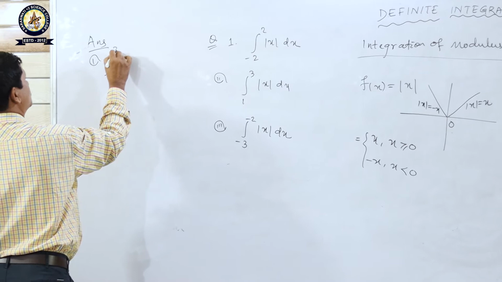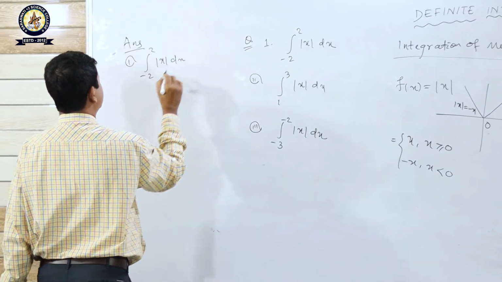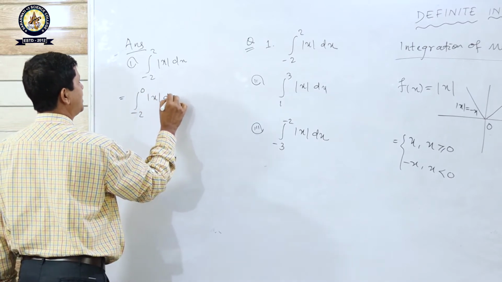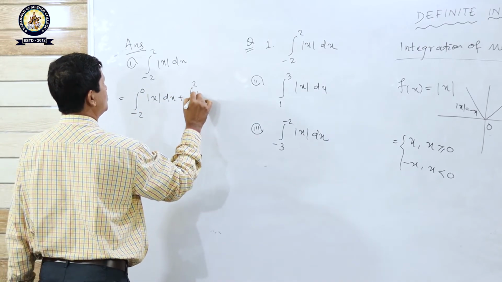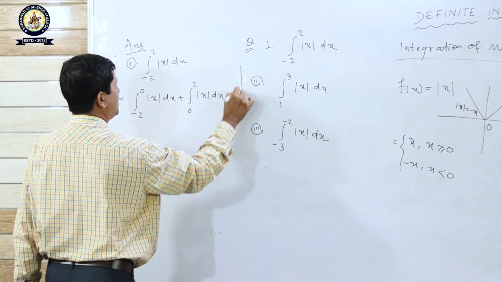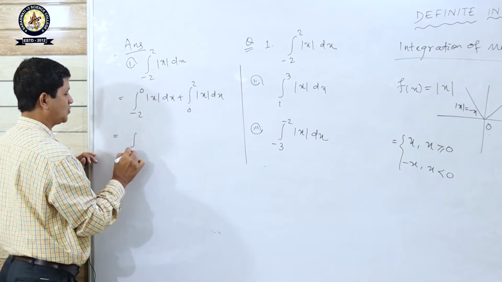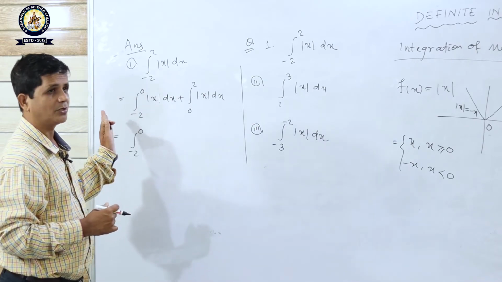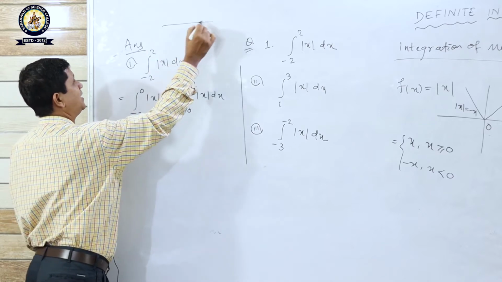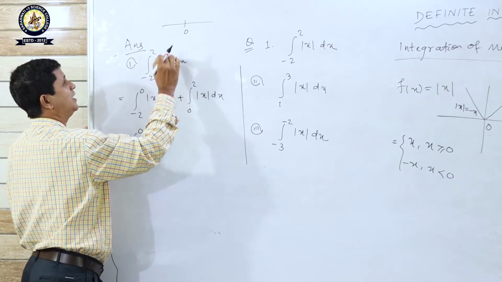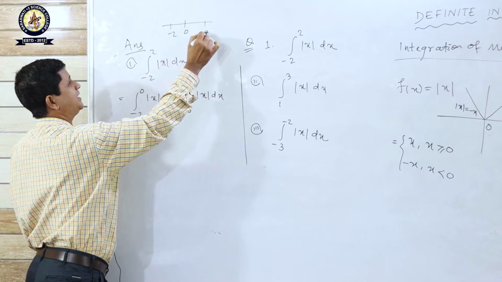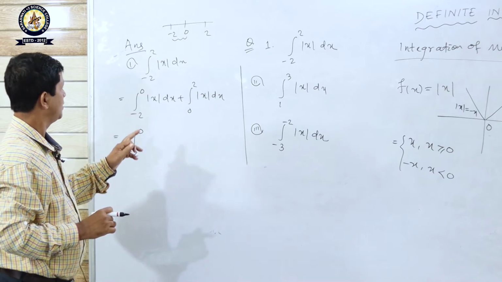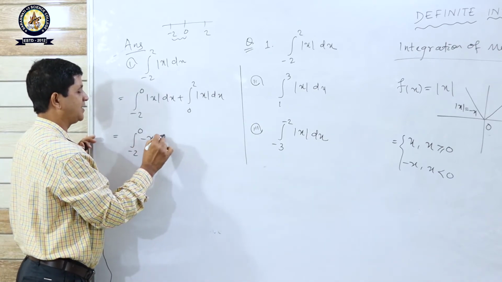Integration from minus 2 to 2 mod x dx is equal to integration from minus 2 to 0 mod x dx plus 0 to 2 mod x dx. And it is from minus 2 to 0, the negative part of the function. Look at here is 0, the left side is minus 2, the right side is 2. In between minus 2 and 0 the x is negative. So in this case we write minus x dx.